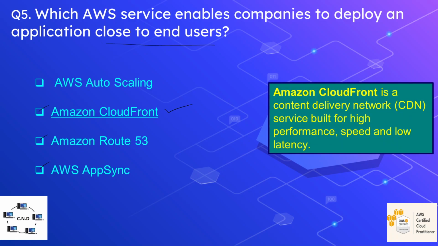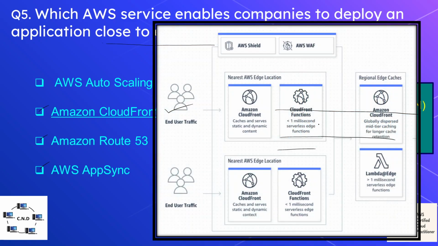So Amazon CloudFront is a content delivery network, CDN, service built for high performance, speed, and low latency access of your applications. And how it looks: this is, let's suppose, the end user traffic, and these Amazon CloudFront servers are located at the nearest AWS edge location. And it basically contains cache and servers, static and dynamic content.